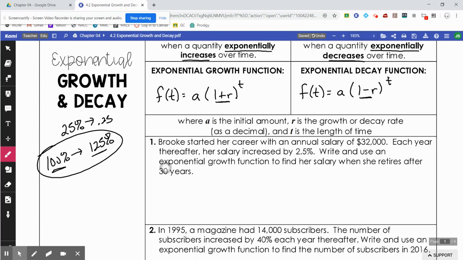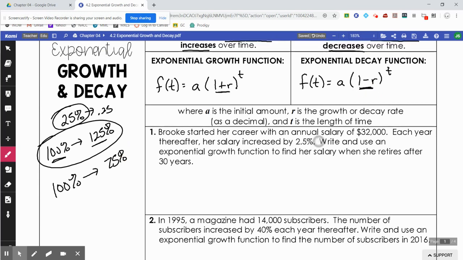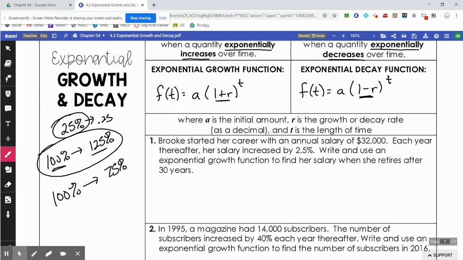Well, what about the 1 minus r? Well, what if something shrinks by a rate of 25%? It used to be 100%, but now it is 75% of what it used to be, or 100% minus the decimal version of that. That's where that comes from, the 1 plus r and 1 minus r in your formulas. So A is the initial amount, r is the growth or decay rate, and that needs to be as a decimal, and then t would be the number of years or months or whatever.